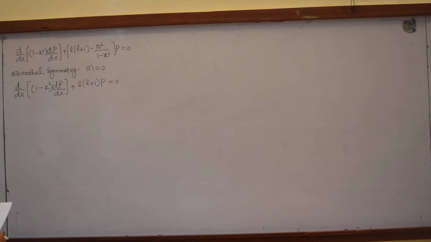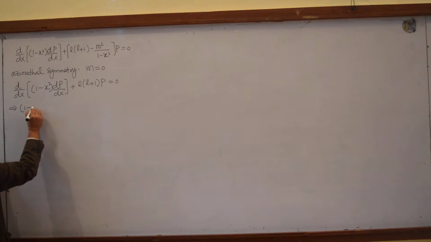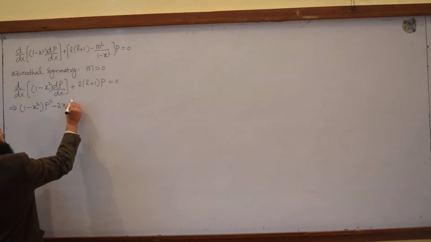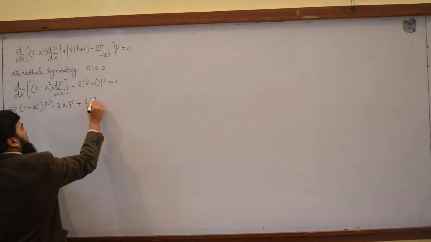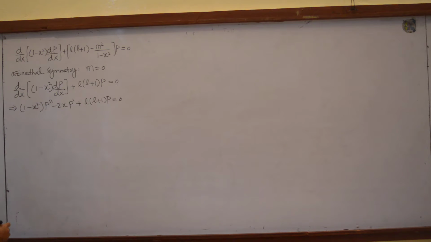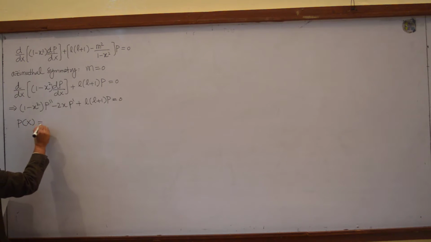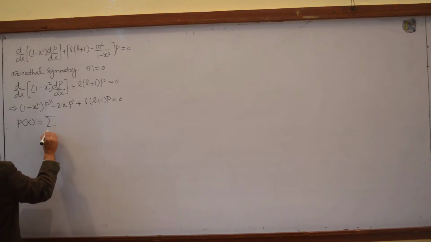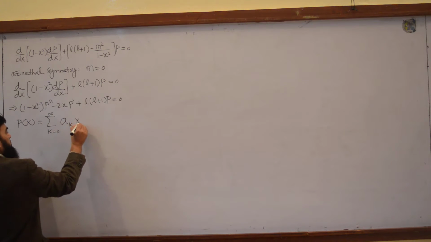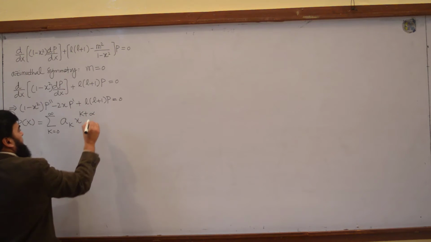So under azimuthal symmetry, our equation gets this form, and we can rearrange it as (1 minus x²) P'' minus 2x P' plus L(L+1) P equals 0, where P'' means the double derivative of P. Now the solution of this equation we considered in the form of a power series: P(x) equals the summation over k, running from 0 to infinity, of a_k x^(k+alpha).